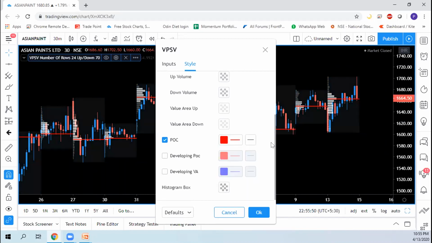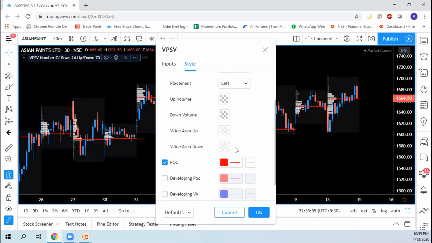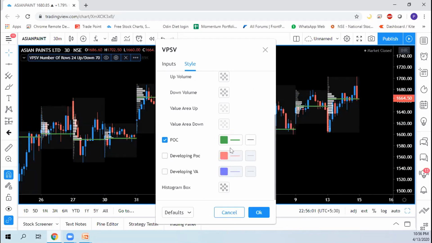Here you will have your value area, and your point of control. I'm giving it a green box, so that's my point of control. And if you want to include your developing point of control, the point of control which is developing for the day, that will also be displayed over there. But I'm not doing it right now.